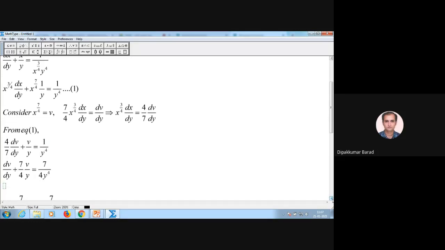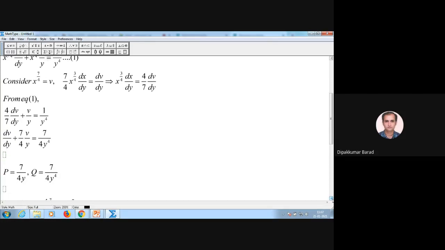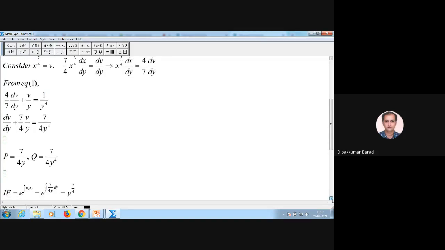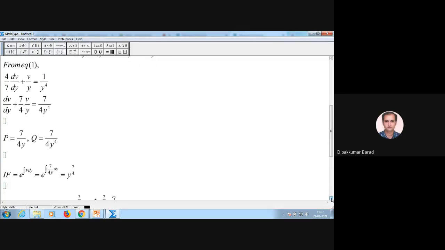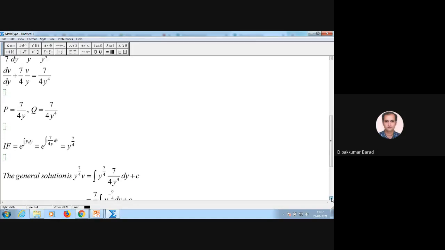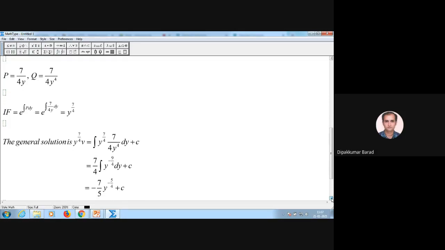Okay, and multiplied with 7 by 4. So we get the linear equation in v. We write down from that p and q, which we get in terms of y. Now find out the integrating factor and then write down the general solution. Okay, and we have put the value of v. Is it clear for everyone?